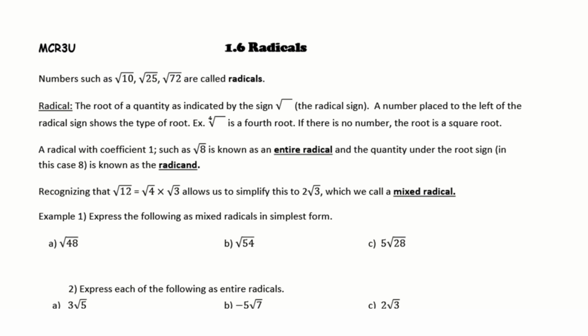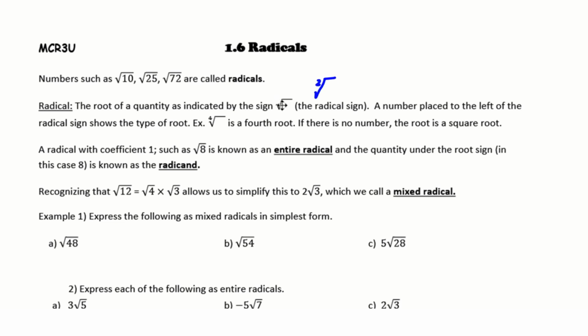In this lesson, we are going to introduce operations for radicals. Numbers such as square root 10, square root 25, square root 72 are called radicals. The radical sign is the root of a quantity. By default, if there's no number here, it means 2.